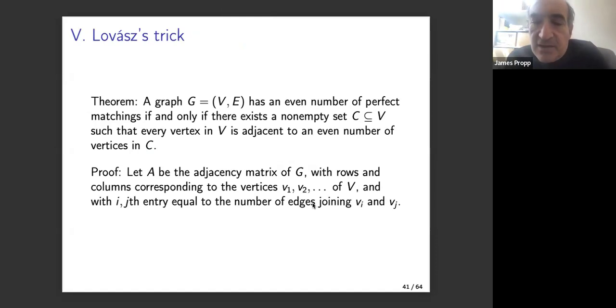So, a lovely trick before I talk about counting is counting mod 2. So when does a graph have an even number of perfect matchings? Is there a nice way to tell? Lovász showed that a graph, any graph at all, doesn't have to be planar, has an even number of perfect matchings if and only if there exists some non-empty set C of vertices such that every vertex in V is adjacent to an even number of vertices in C. Why should that be true? Let A be the adjacency matrix of G with rows and columns corresponding to the vertices V1, V2, etc. of V, and with the ijth entry equal to the number of edges joining Vi and Vj. So for simple graphs, it's going to be 0 or 1.